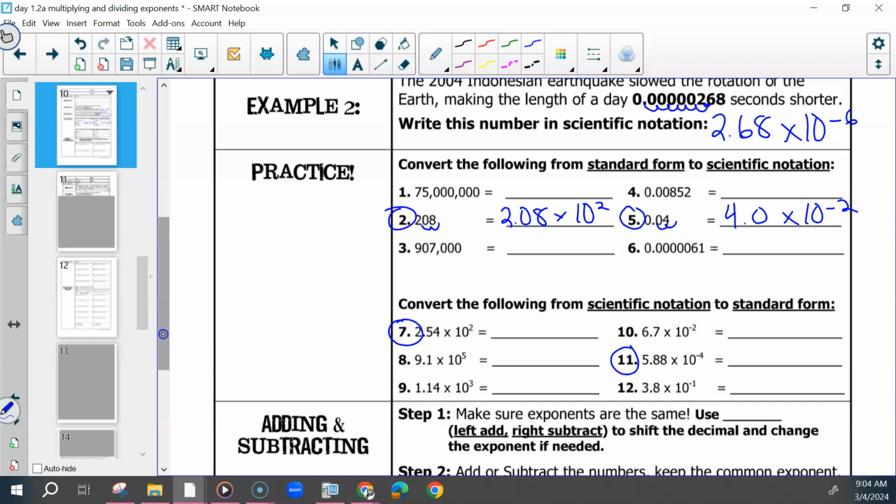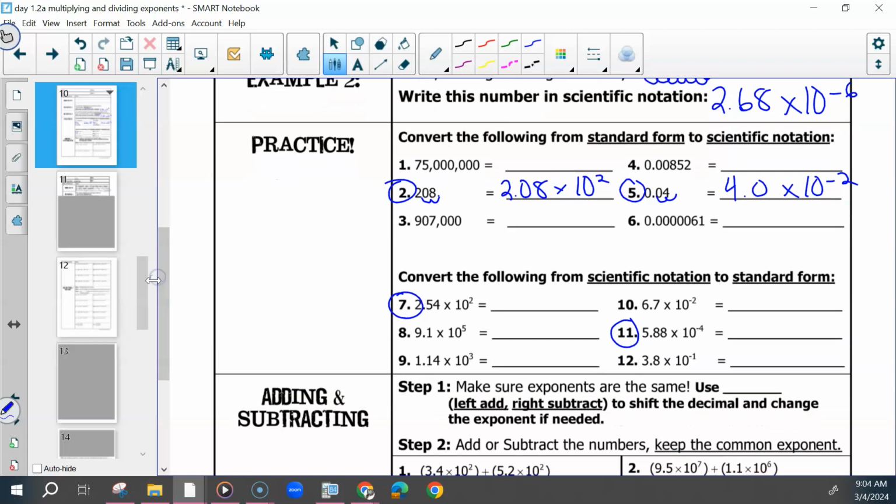We have to rewrite it so that it's in standard form, so it'll look like one of these. So for number 7, if we move this decimal back 2 places, that would just be 254. For 11, I'm going to write this over here. For moving the 4 back 4 places, put zeros in all of those places. Questions on any of those?